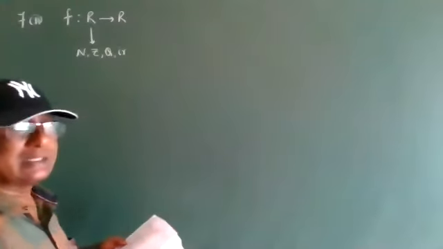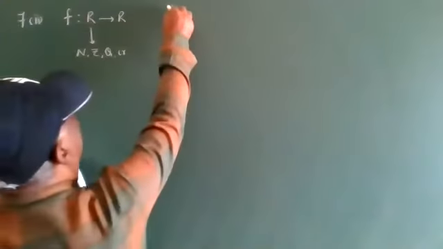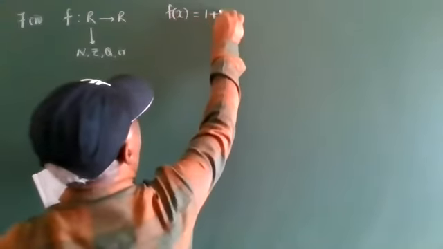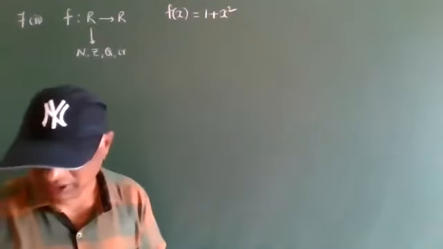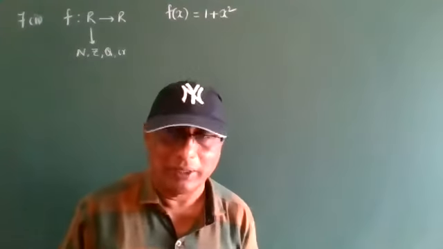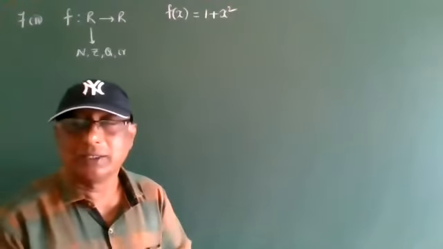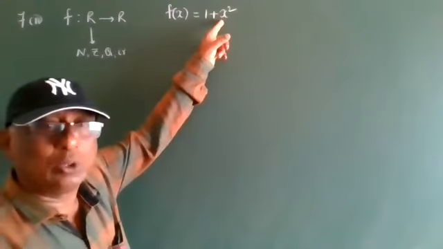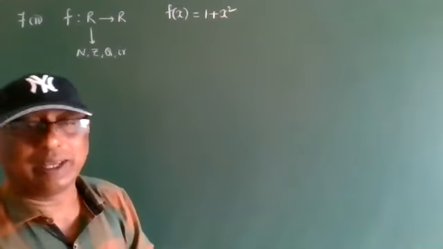Right. So this is called real numbers, defined by f of x is equal to 1 plus x square. Now by observation, what we have to understand is that it is not one-one. First I will tell that it is not one-one. Why, sir? Because the x square term, negative and positive, will give the same positive value only.